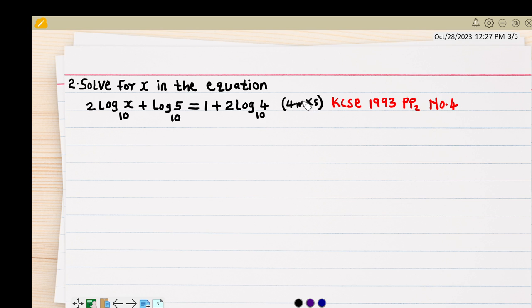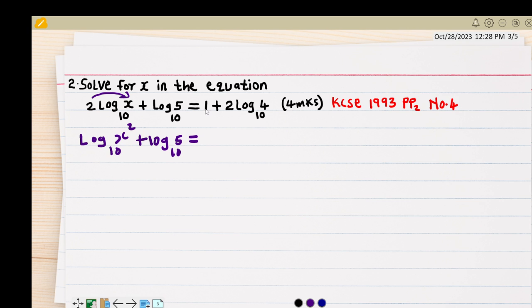So I'm simply going to apply the laws of logarithm. The third law required that we can always take this 2 to the power. So I'm going to have the logarithm, that is logarithm to base 10 of x squared. I've just taken this 2 to the power, then plus the logarithm to base 10 of 5.